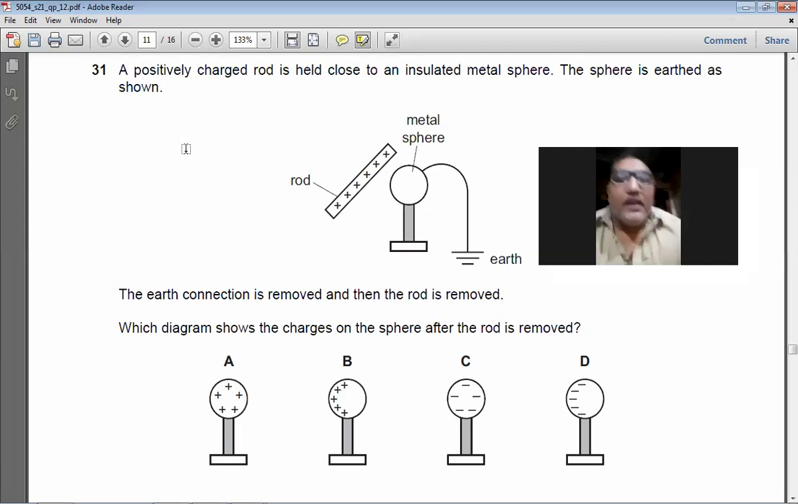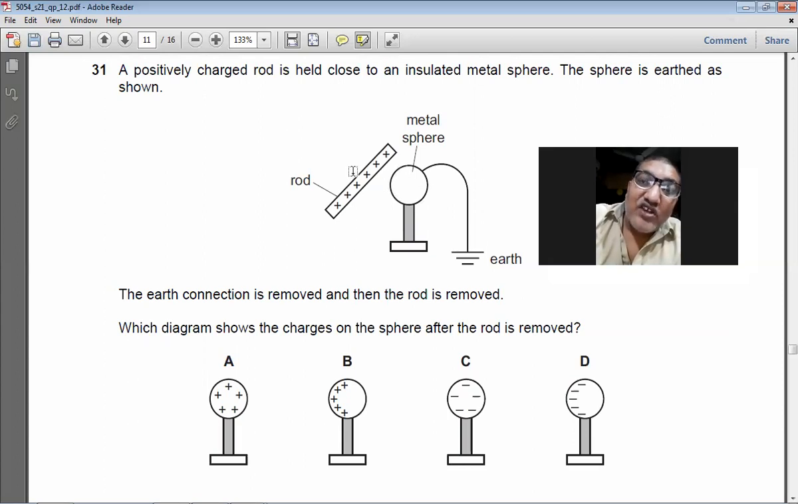You see, here you have a positively charged rod near this metal sphere. It is insulated, so obviously all the electrons will accumulate here. Here you will have negative charge and here you will have positive charge. Now you have connected earth with it. So from the ground, the electrons will come and they will neutralize this positive here.